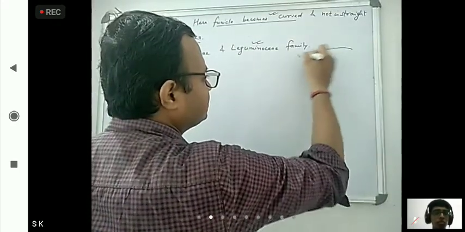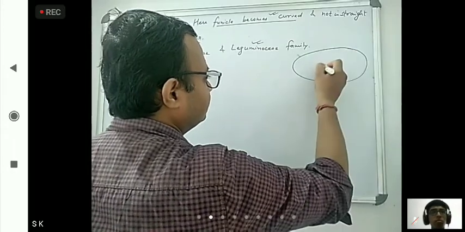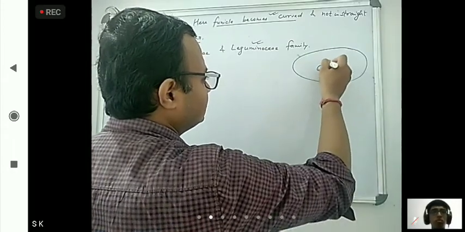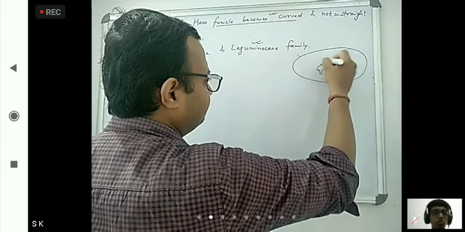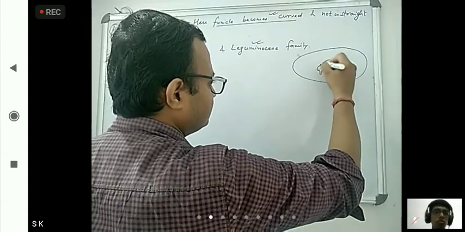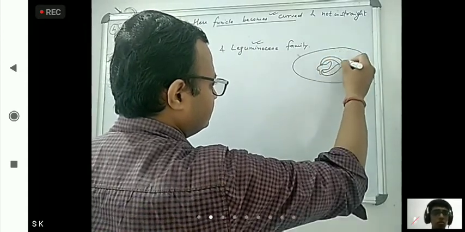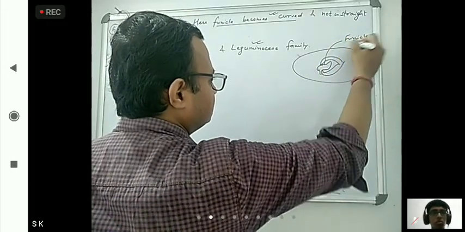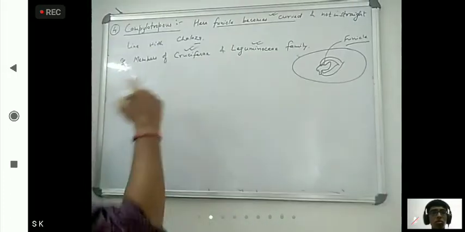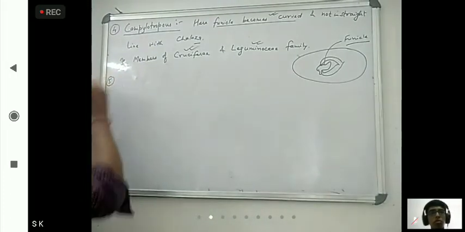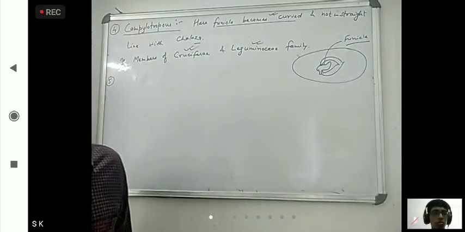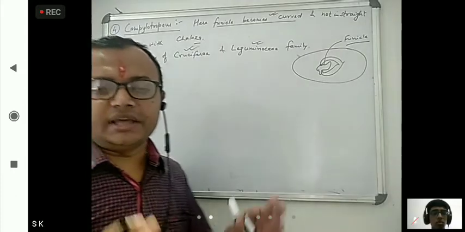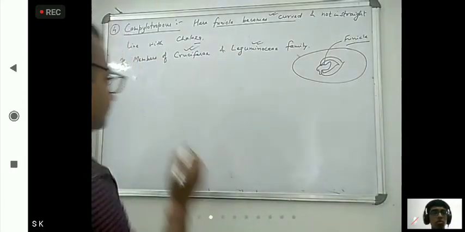Here what happens? Funicle becomes curved. Okay, so here what happens? Funicle becomes a curved structure. Okay, now after Campylotropus, next one is Hemianatropus.